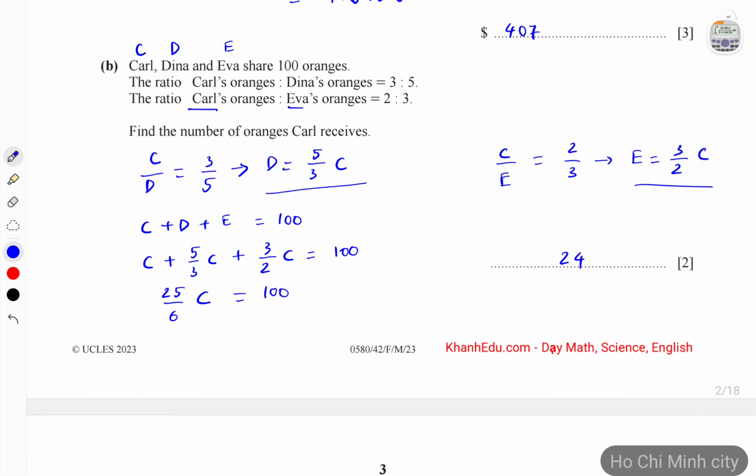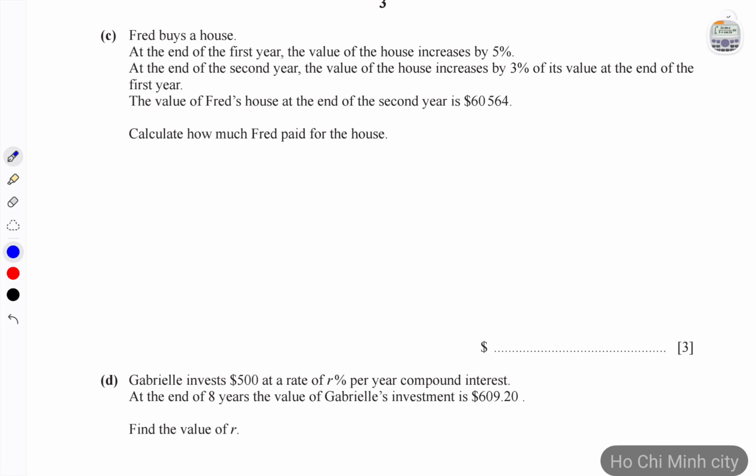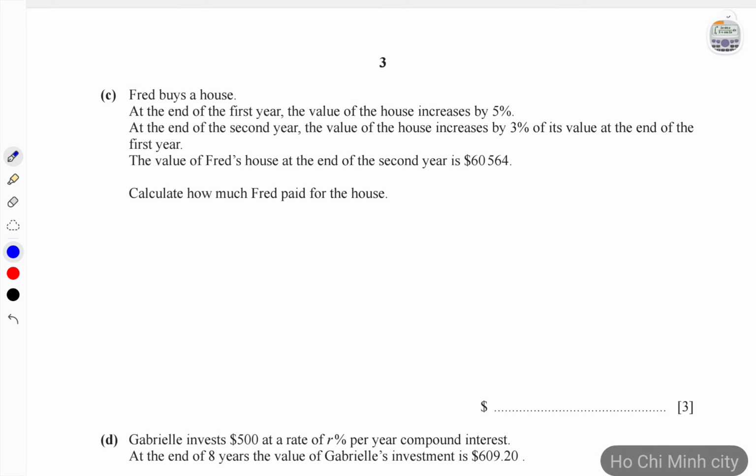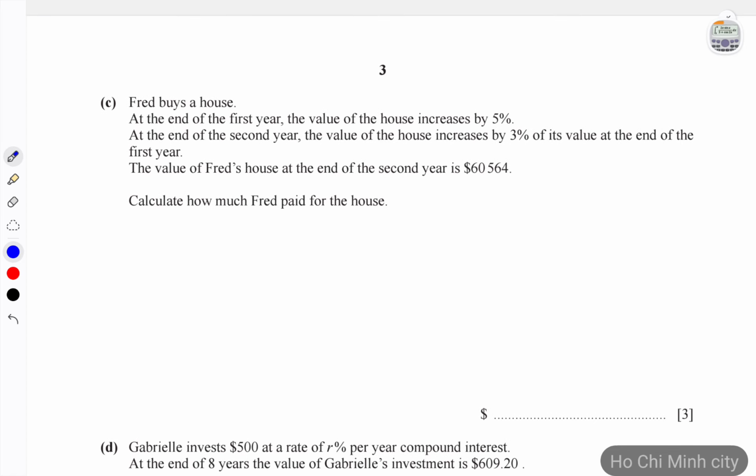All right. The next part: Fred buys a house. At the end of the first year, the value of the house increases by 5%. At the end of the second year, the value of the house increases by 3% of its value at the end of the first year. And we also know that the value of Fred's house at the end of the second year is $60,564. Calculate how much Fred paid for the house.